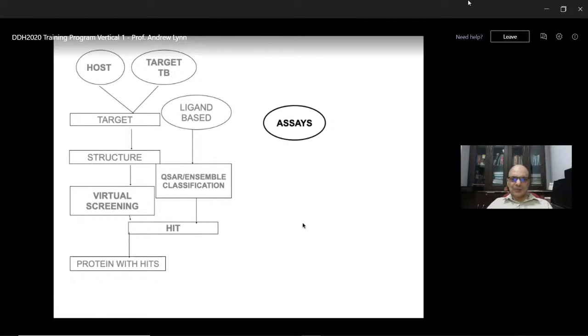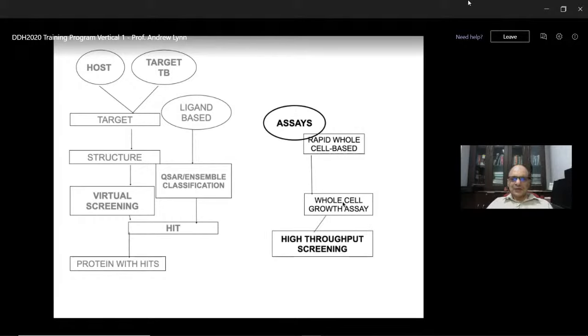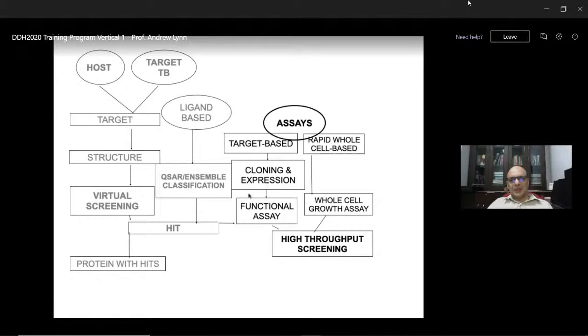Now assays are of two types. The first is that you take a rapid whole cell based assay, which means that you can take this molecule, test it against the whole cell and see whether it inhibits the growth or not. So this is again high throughput screening. The second is that you take a target based approach. Here you clone and express the protein. So if you have your target, you clone and express the target. Again, you have a functional assay where the hit is used to inhibit that functional assay, high throughput screening because you have a large number of hits. And now from these hits, you get validated hits. These are also called leads.